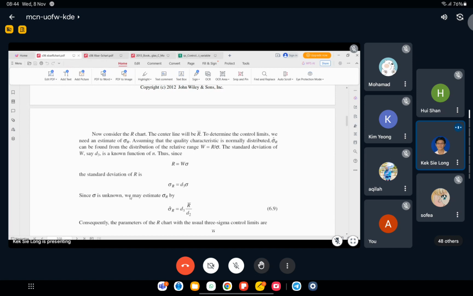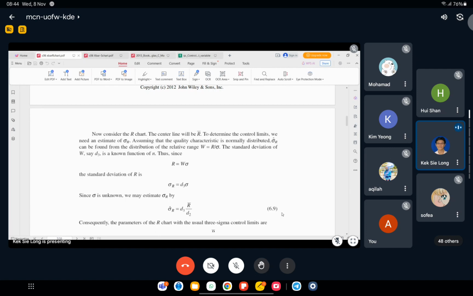Since sigma is unknown, we may estimate sigma R by sigma hat. Again, this is what we learn in sampling. In sampling, we want to estimate the point estimate, and we can also calculate the confidence interval. So we apply the knowledge from sampling here. When sigma is unknown, we need to estimate. If sigma is known, then we just use it.